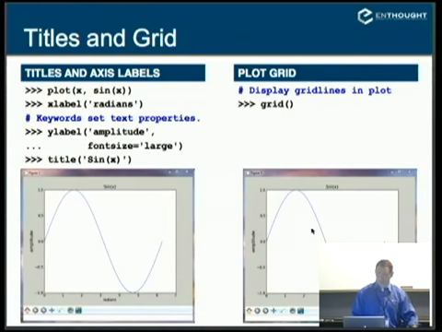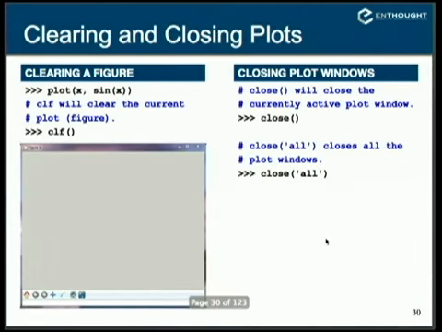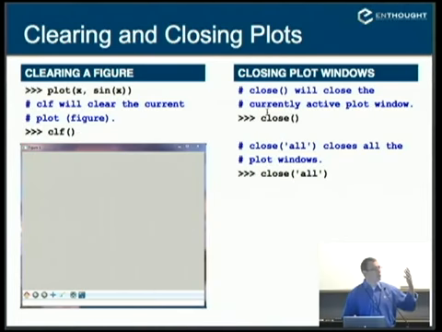Enabling the grid: if you call the grid command, you get a display of your grid down here. And we had the question, how do I clear a figure? If you create a plot and then you want to clear the figure out, you call CLF. All of those values are gone. If you have a window and instead of clearing, you want to actually get rid of the window, you can call close. That will close the active plot window.